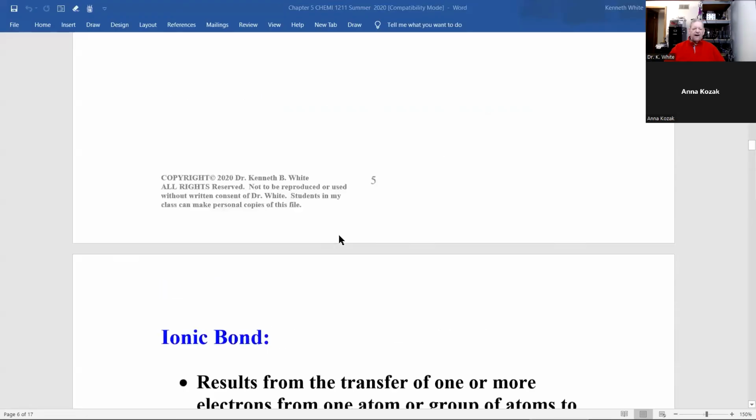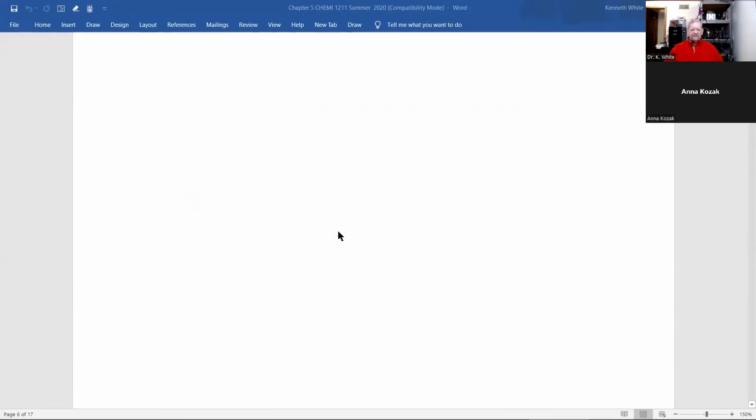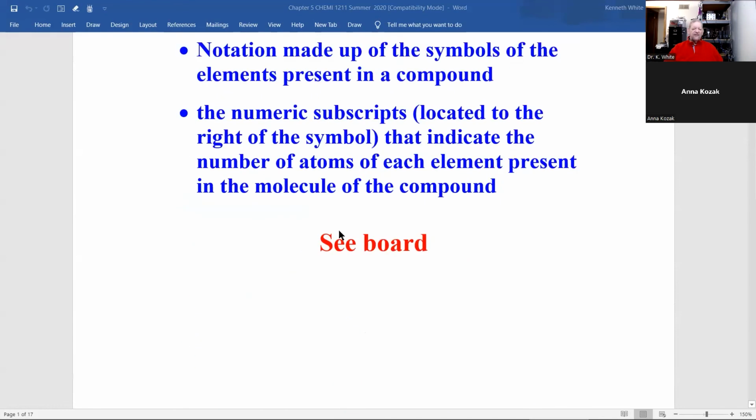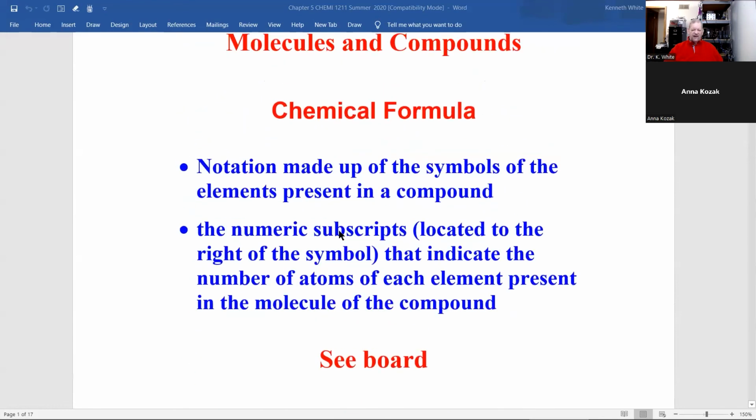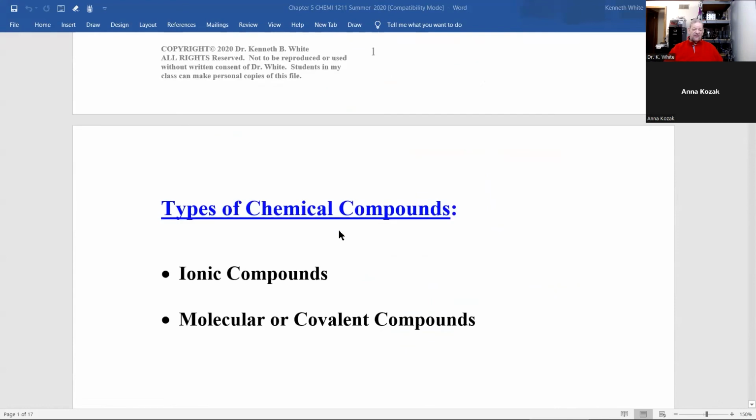All right, chapter 5 talks about types of chemical bonds. Do you see it right now on your screen? Yeah. All right, so it talks about the chemical formula, which we already talked about.